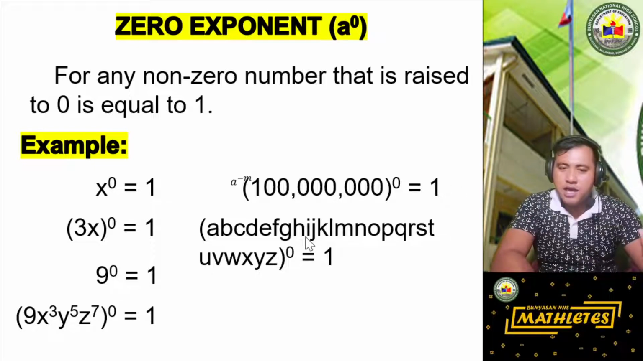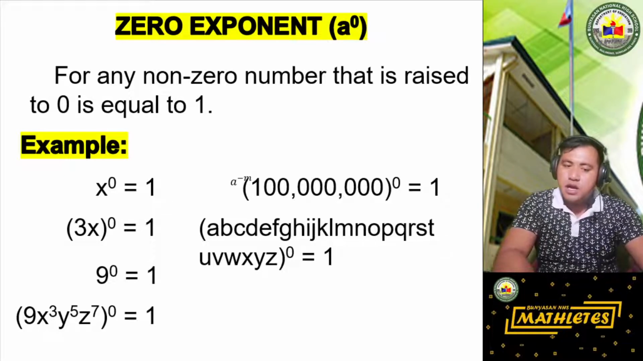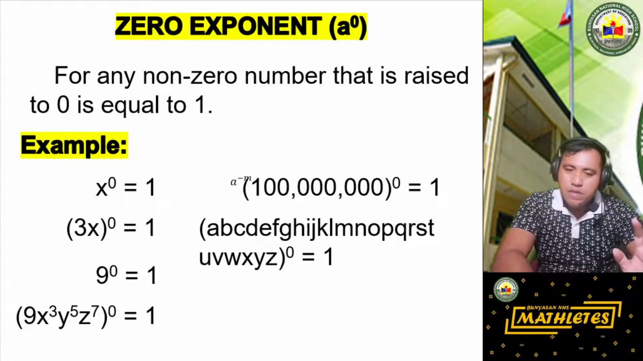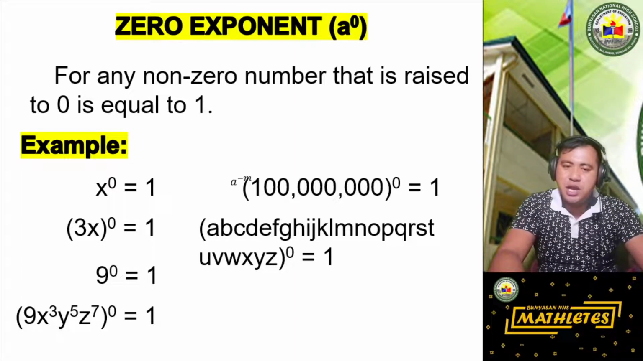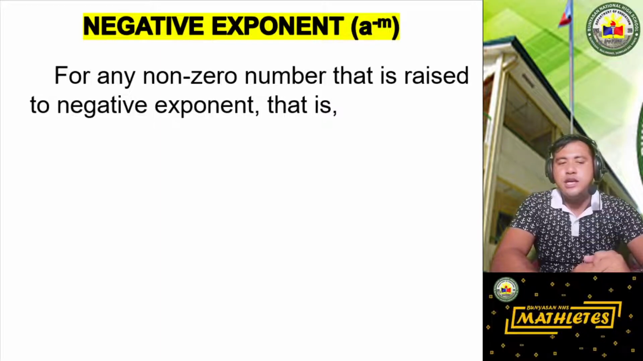Again, kahit gaano kalaki at kaliit yung numero, basta ito ay raised to 0, it will always be equal to 1. Kahit anong kalaki, kaliit yung numero, basta ang exponent niya, yung power niya ay 0, it is equal to 1. Okay, let's proceed to negative exponent.